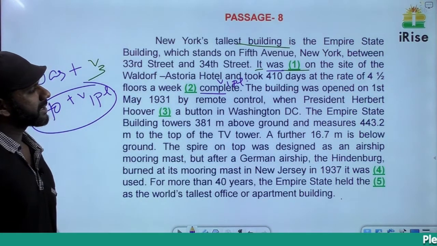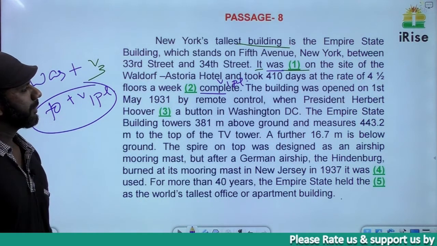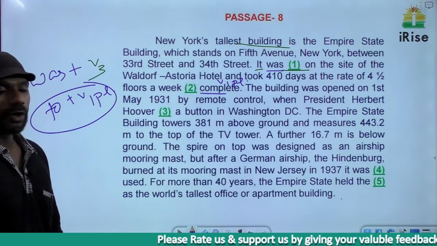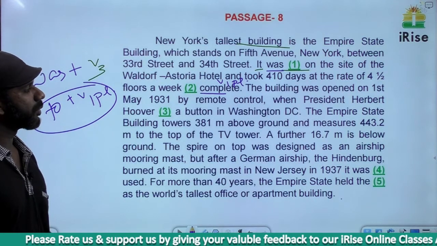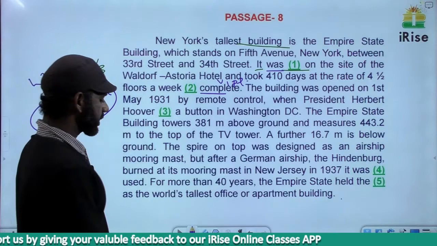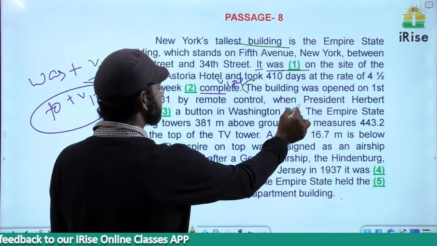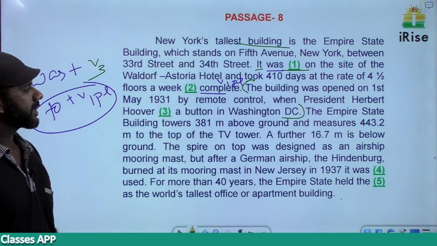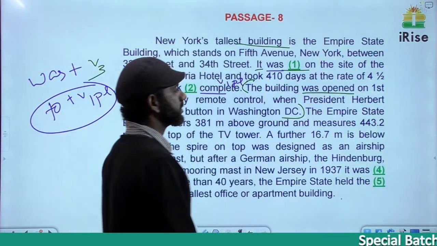Took 410 days at the rate of 4.5 floors a week to complete. The building was opened on 1st May 1937 by remote control when President Herbert Hoover pressed a button in Washington DC. Now this is a long sentence. This sentence starts with the building and ends with Washington DC. The sentence started this way: the building was opened, past tense.